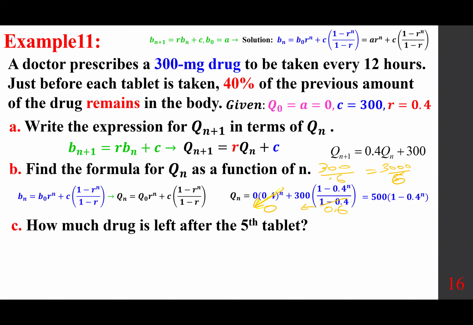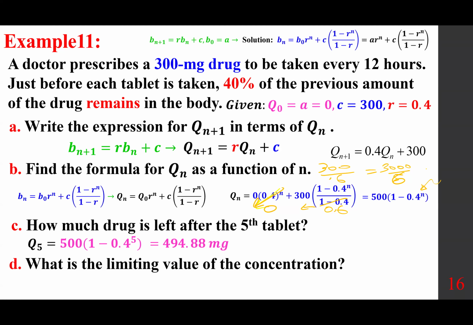How much is left after the fifth tablet? N equals 5. Replace the n with 5. Put it into a calculator, you get 494.88 milligrams. Finally, what is the limiting value? You take the limit of the expression you found in part B.